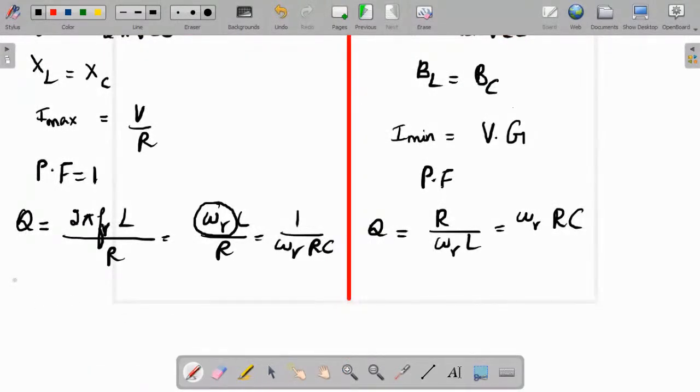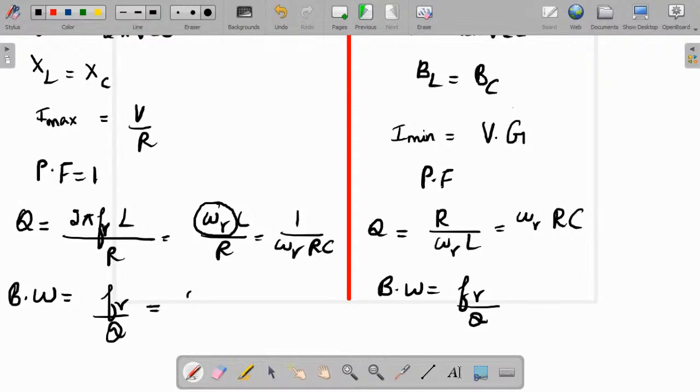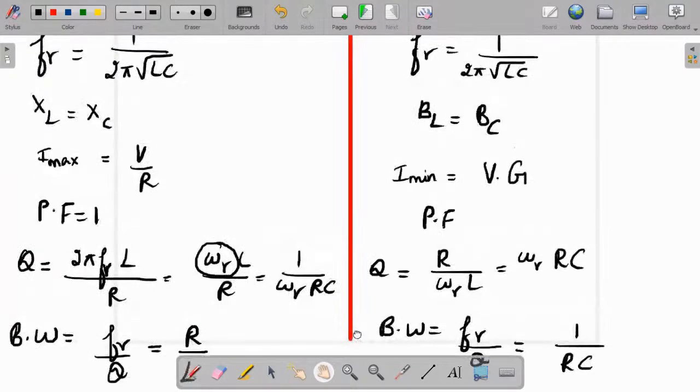Next, bandwidth. The general formula for both is FR by Q, that is resonant frequency by selectivity. This is a general formula for both series as well as parallel resonance. Apart from this, if network elements are given, in case of series resonance it is R by L, and in case of parallel resonance it is 1 by RC. Okay, so this is all about resonance. Knowing this much is enough, as questions will be based on this.